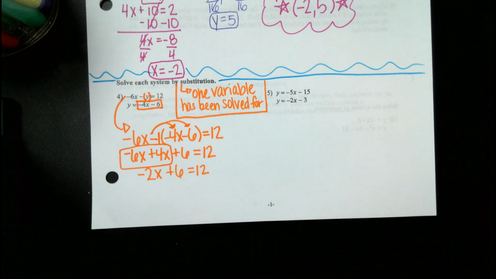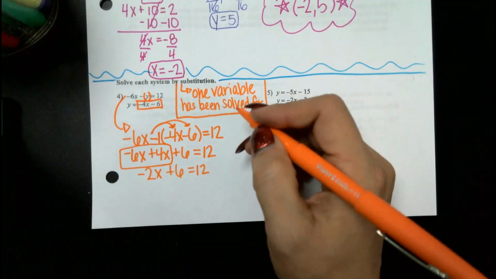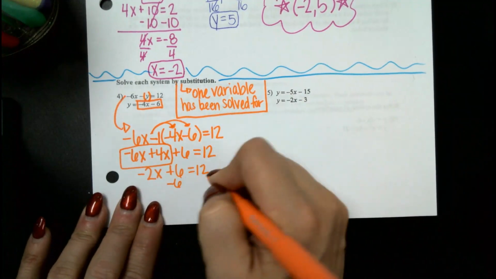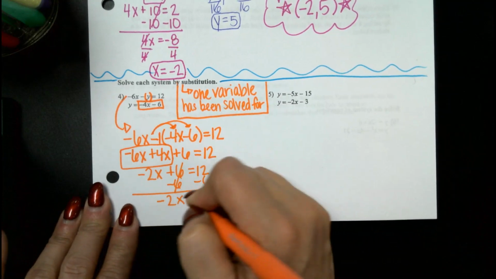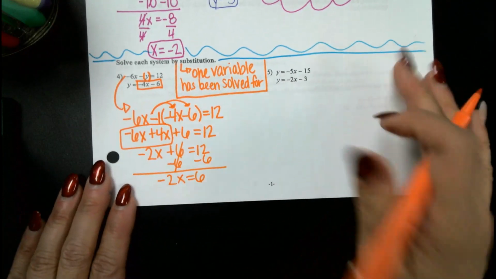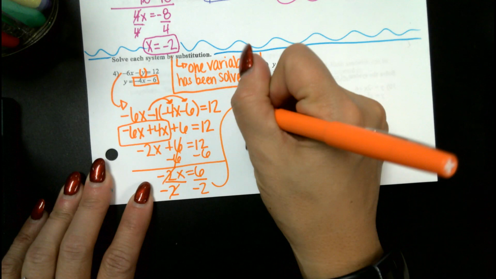All right, we're going to go ahead and subtract 6 from both sides. So we have negative 2x equals 6. And then finish with your division. x equals negative 3.